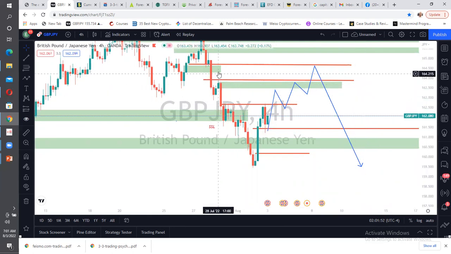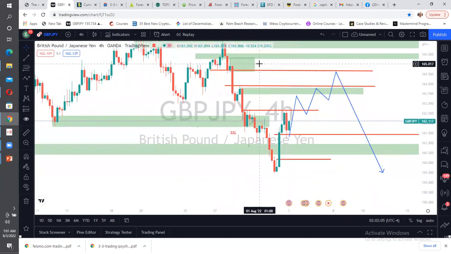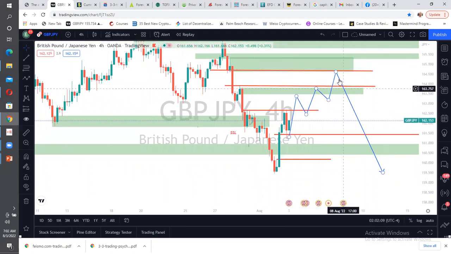This is what I'm expecting for this particular pair. So until when they come to this particular level, we'll have a breaker block here. Have a breaker block here. When they get here, I would like to see a push to the downside. Right. So this is what I'm expecting from this particular pair.